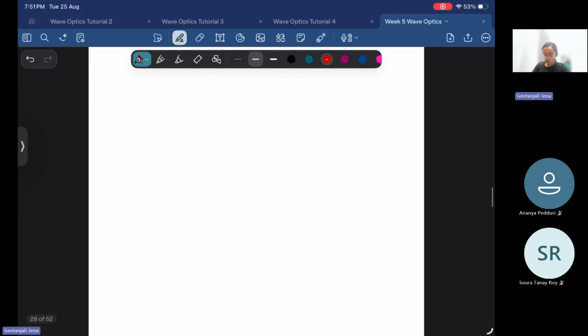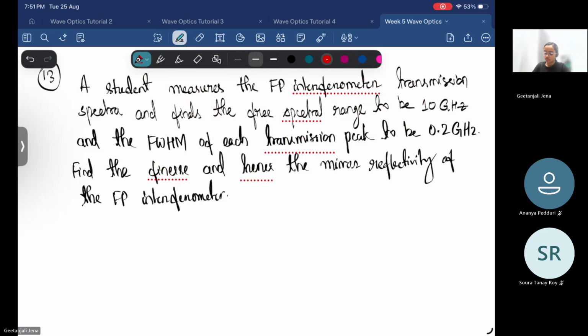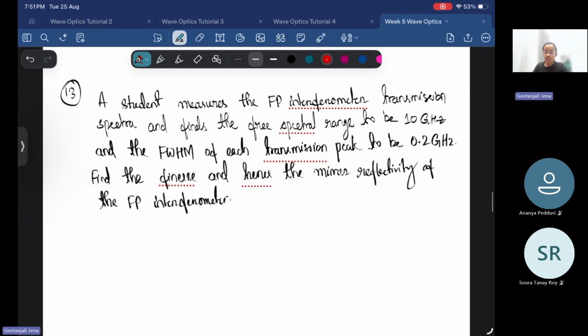Okay, so let us move to question number 30. It is given that the student measures the Fabry-Perot interferometer transmission spectra and finds the free spectral range to be 10 GHz, and the full width of maxima for each transmission peak is 0.2 GHz. Find the finesse and the mirror reflectivity of the Fabry-Perot interferometer. So first let me know the value of F, given this information.